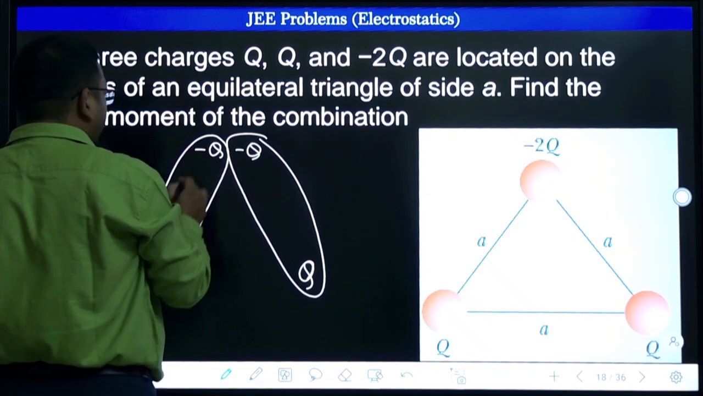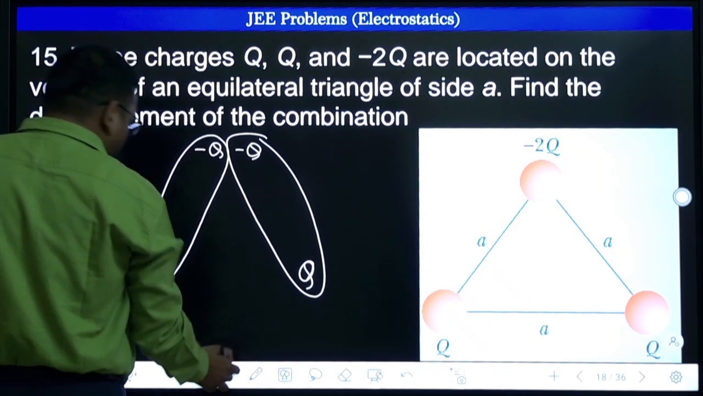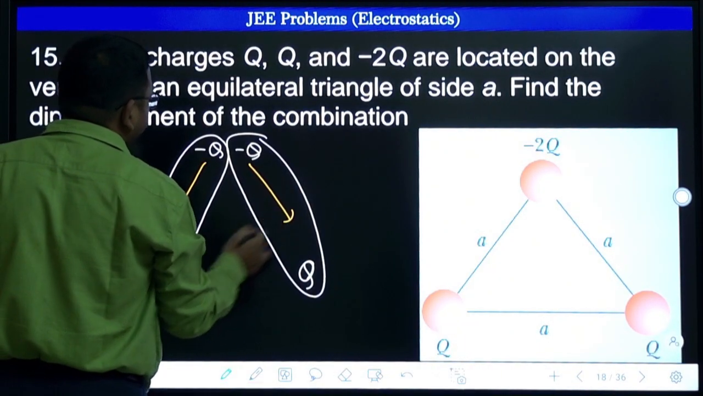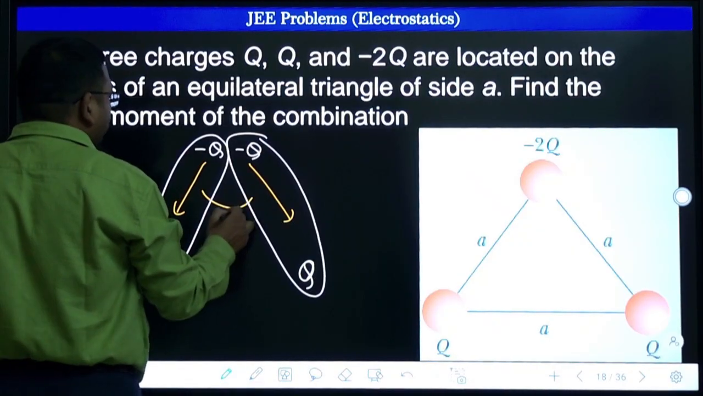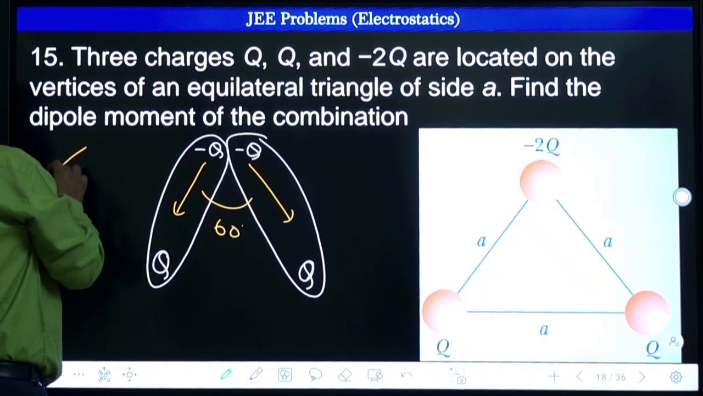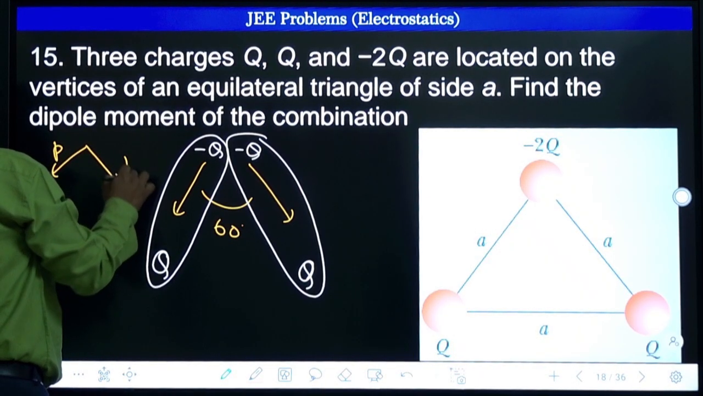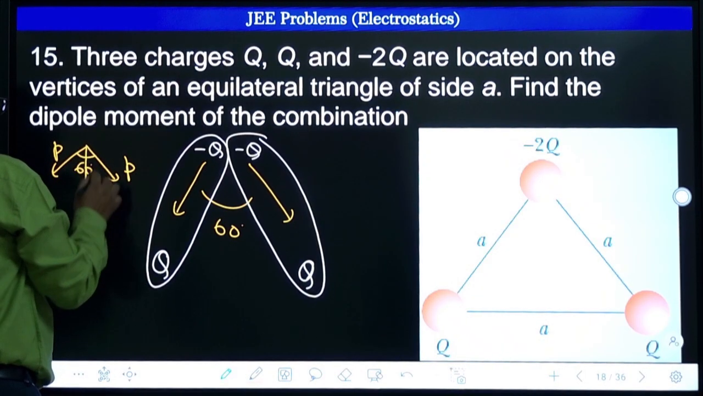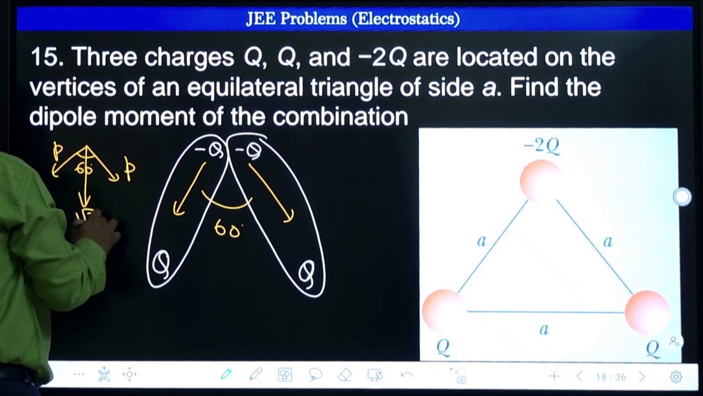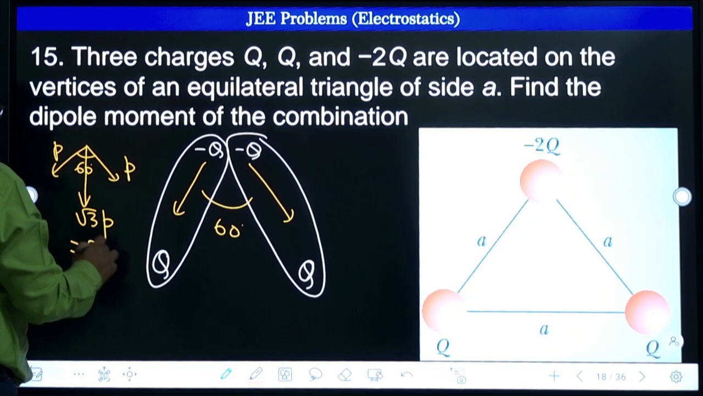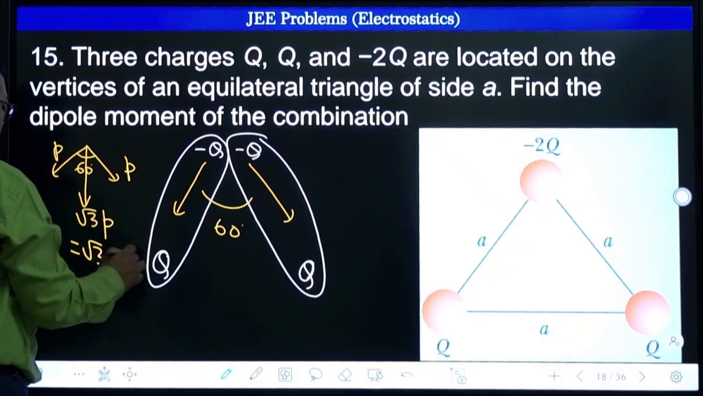Distances are same, a. So this dipole will be going in which direction? It will be going in this direction. This will also be going in this direction. Right, angle is 60 degree between them. So we can just add these two p factor at an angle of 60 degree. Resultant will be coming downward, right? So root 3 times p, correct? So this will be the net dipole moment, and this p is nothing but q into a.